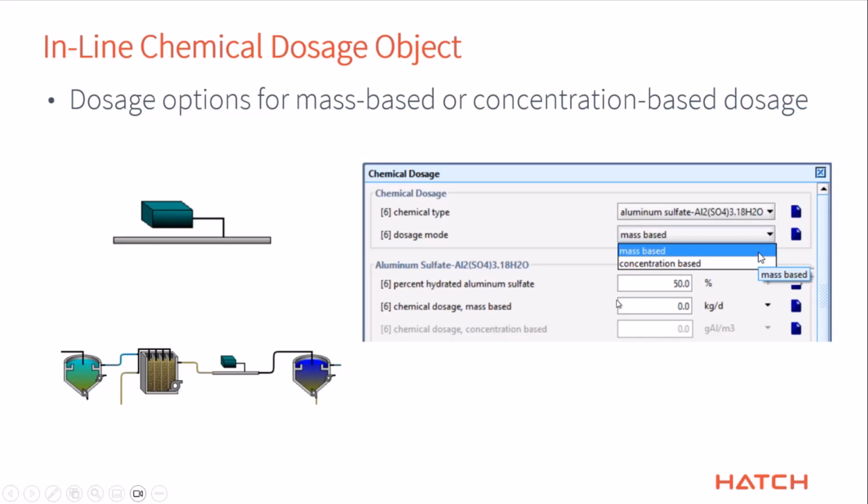Or you can do it on a concentration basis where you basically say, I want to dose enough to be able to get to a specific concentration of, say, aluminum in this case, in the flow that's coming through. So we look at the amount of flow that's going through and we figure out what mass is required to hit that concentration that you have specified.